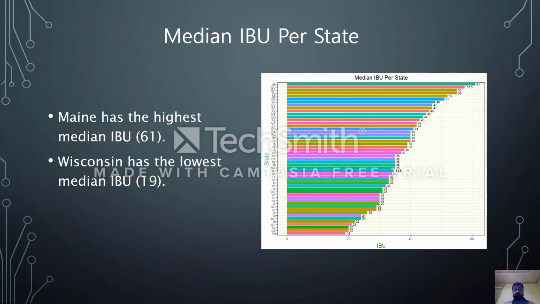Now let's look at the median IBU per state. As you can see, Maine has the highest with 61, and rounding out the bottom is Wisconsin with 19.